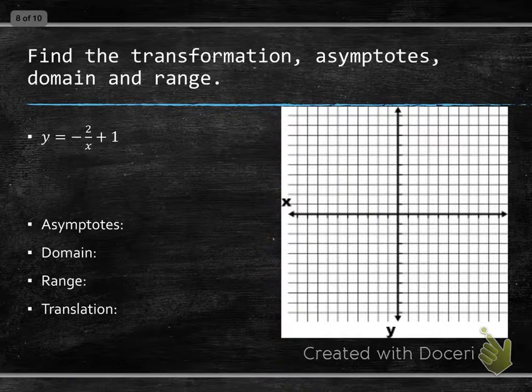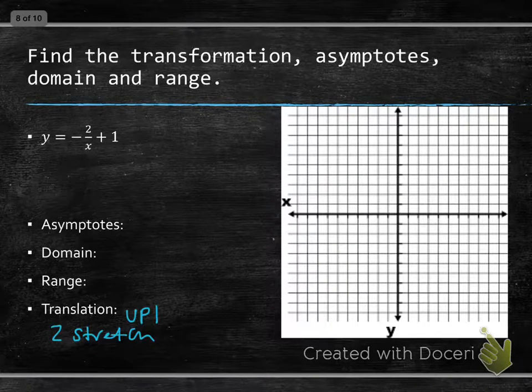Okay, the next one here, translations. It looks like that +1 is going to tell me up 1. That 2 is going to tell me I'm stretching. And the negative is telling me I'm going to have that reflection over the x.